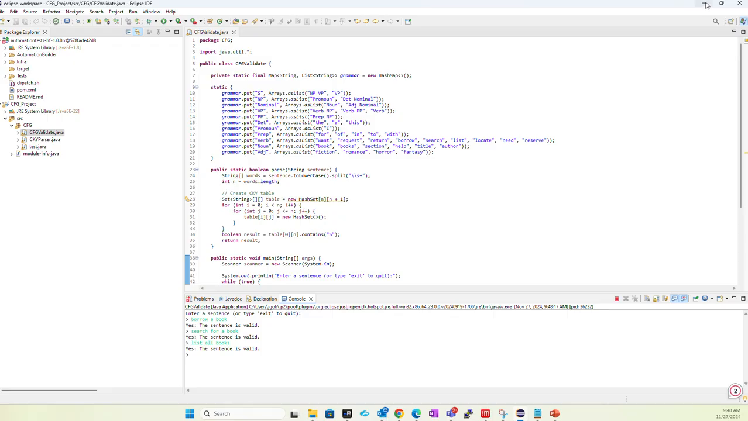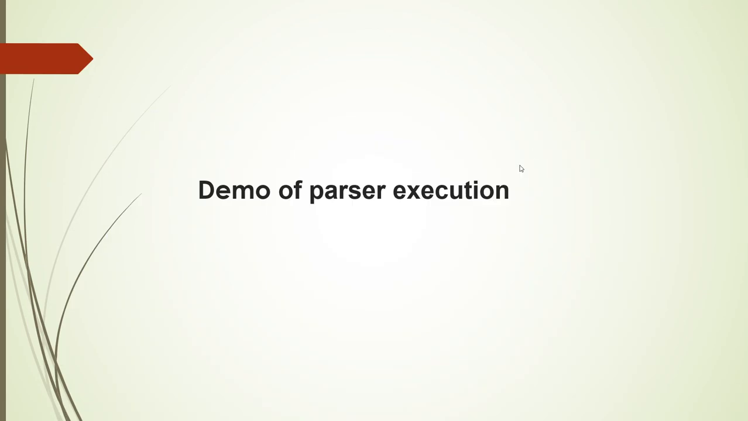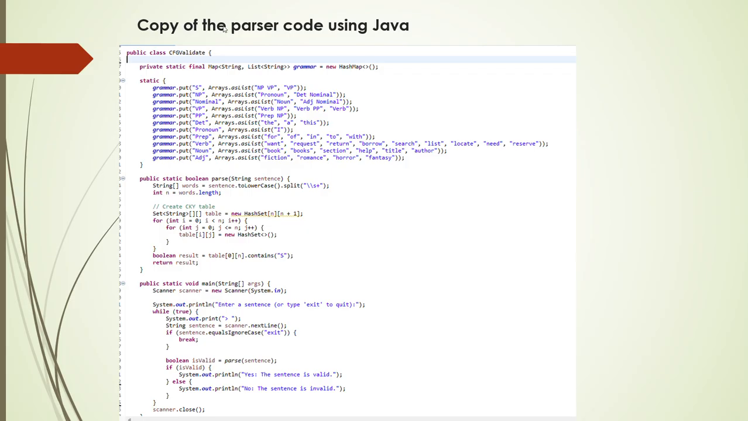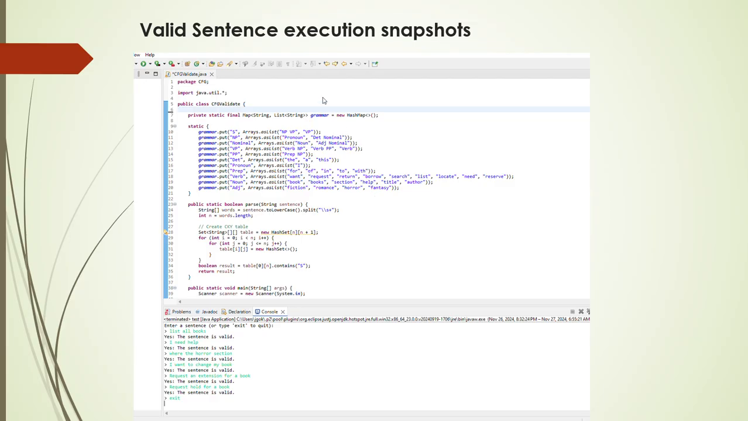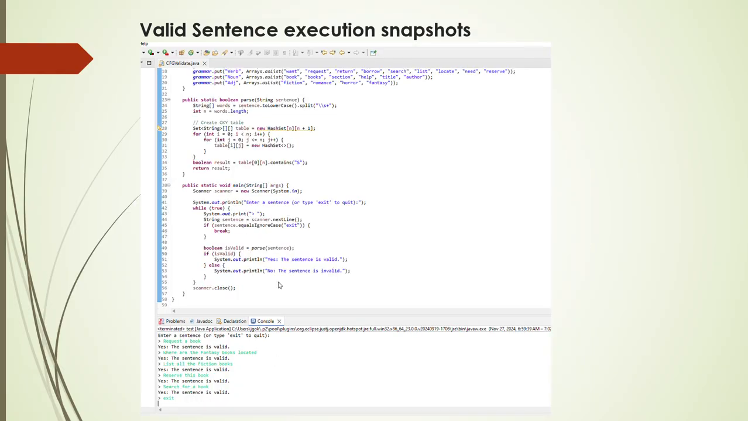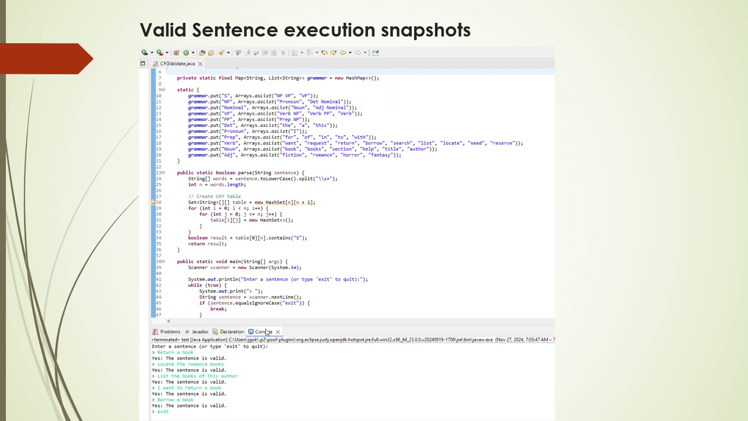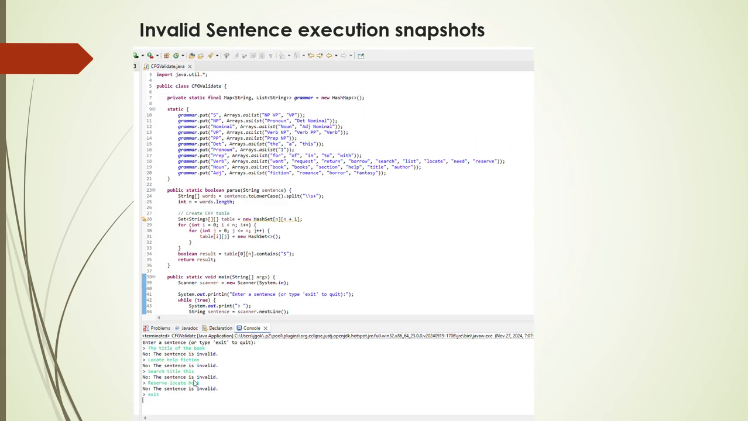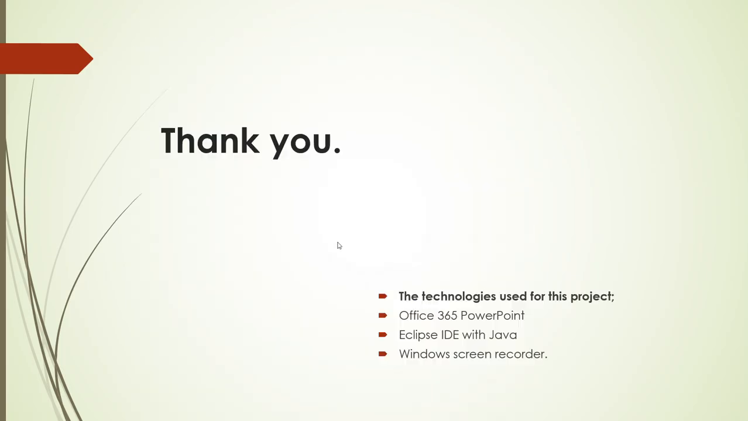This was the demonstration for the code, and I added the copy of the parser code using Java here. I also added the snapshots for valid sentences, 6 of which are here, and 5 more and 5 more, and for the invalid sentences here. This is all for this project presentation. Have a nice day.